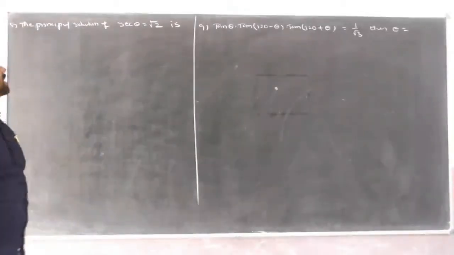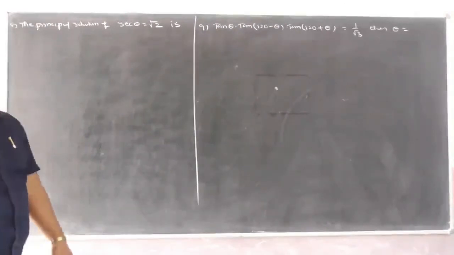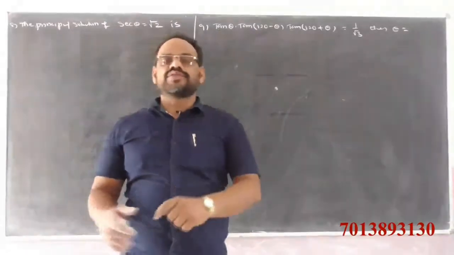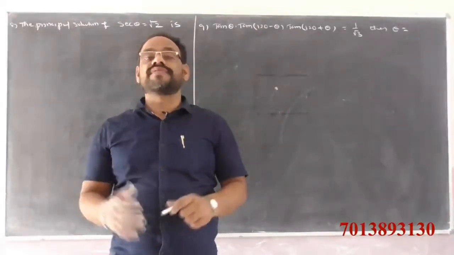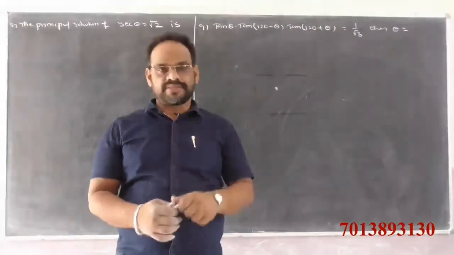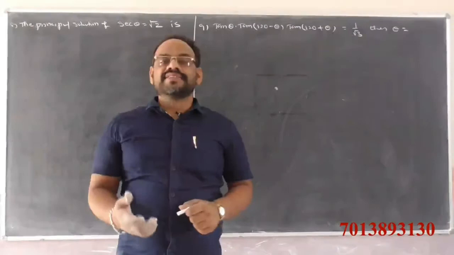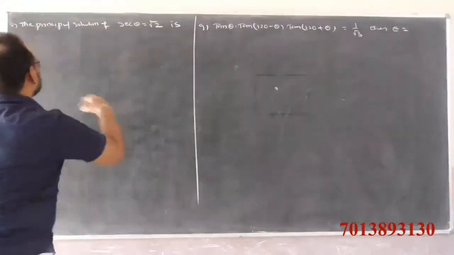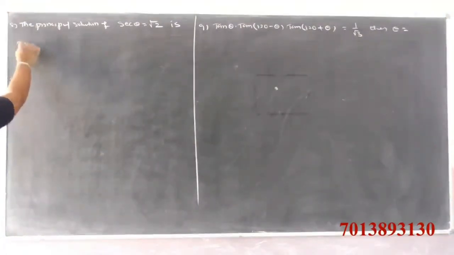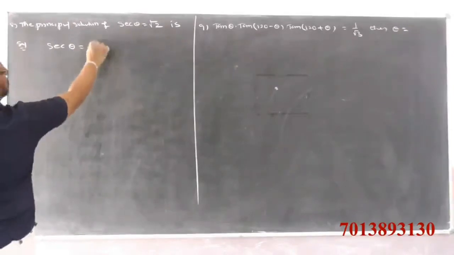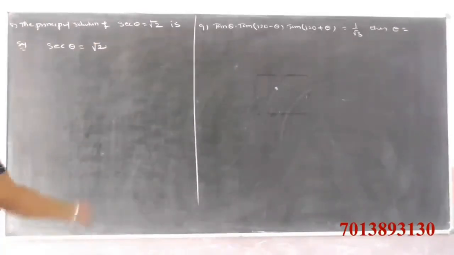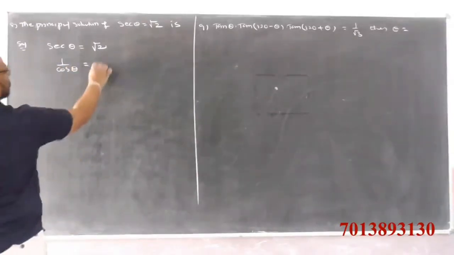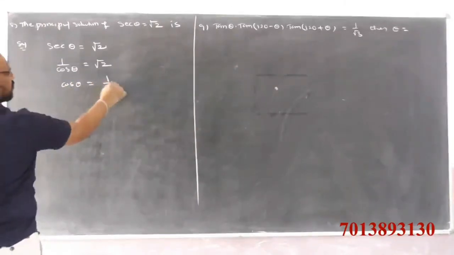Next one: the principal solution of secant theta is equal to square root of 2. Secant x is equal to k has a principal solution if and only if modulus of k is greater than or equal to 1. That means alpha exists when cos x is equal to 1 by k. Given that secant theta is equal to square root of 2, we want it in terms of cos, that is 1 by cos theta. So 1 by cos theta is equal to square root of 2, and cos theta is equal to 1 by square root of 2.